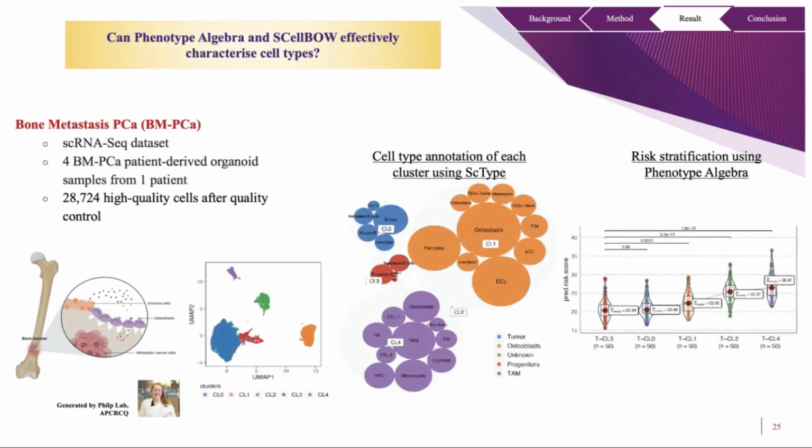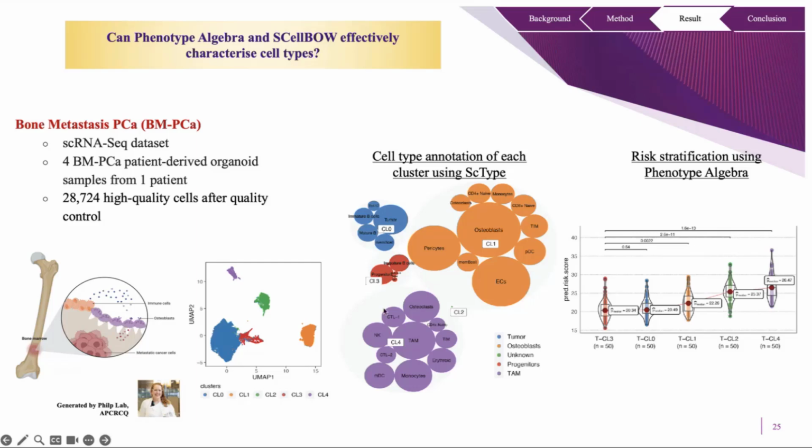And then the next application for this could be in aiding single cell annotation. We know there are a lot of tools like SCType, and I think there is a tool called CellID, which does this annotation based on the marker genes, and we kind of rely on them. But do they give the correct answer all the time? So how to check that? We can use the Phenotype Algebra model for that.